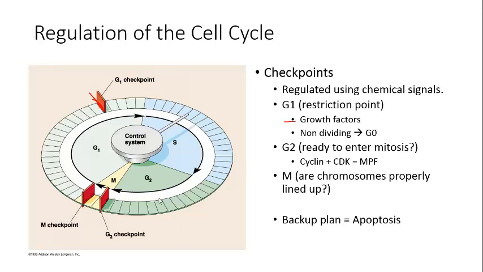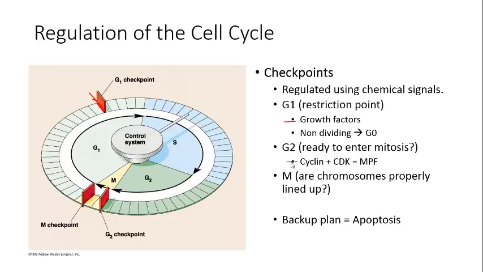The next checkpoint is the G2 checkpoint. During the G2 checkpoint, the cell analyzes internal conditions, sees if the DNA has properly replicated, and if conditions are right, the cell could leave G2 and enter mitosis. The G2 checkpoint is regulated using internal signals. The major internal signal is a chemical called cyclin. Cyclin is a protein that fluctuates in concentration during the cell cycle.